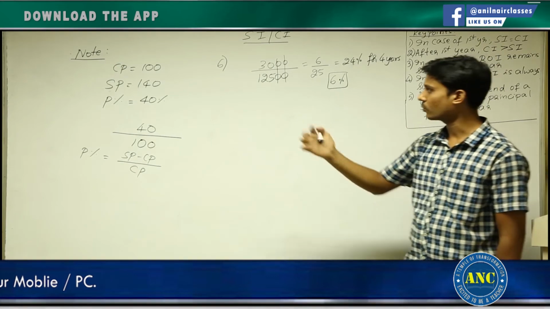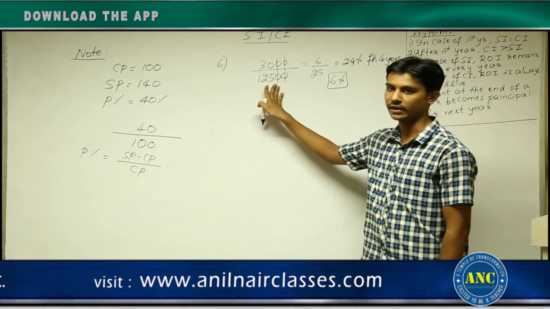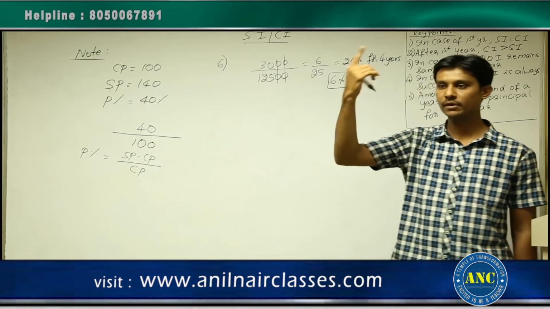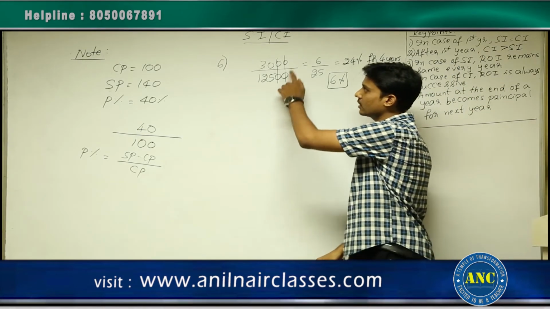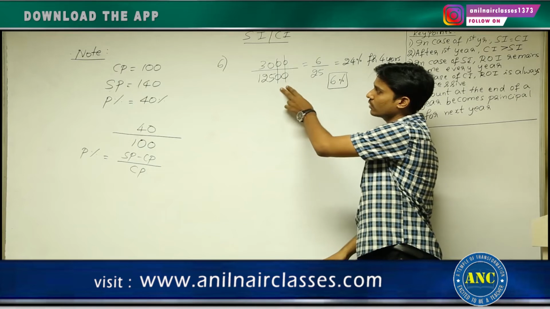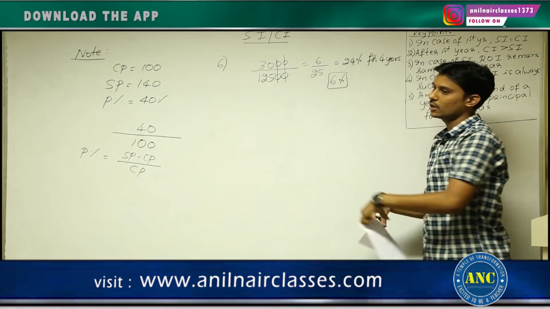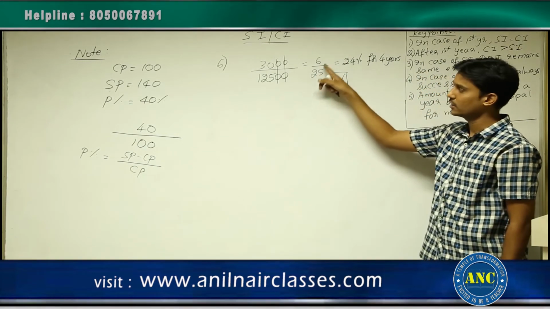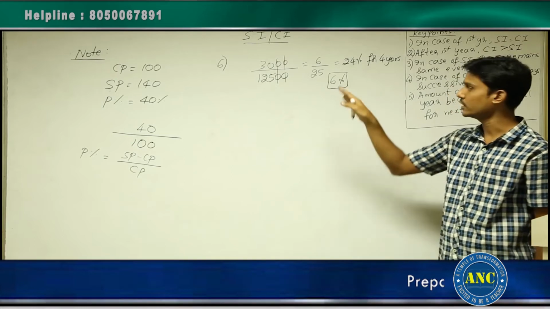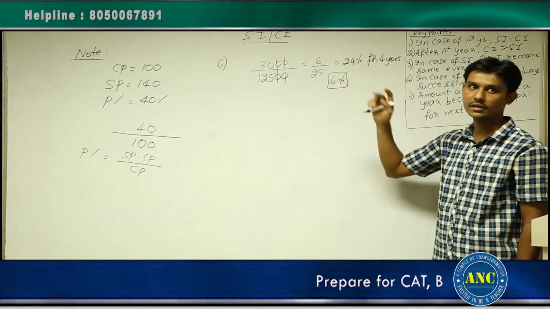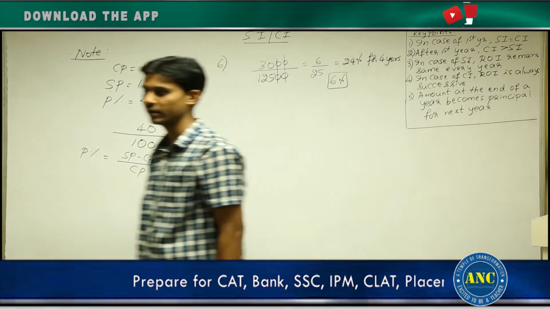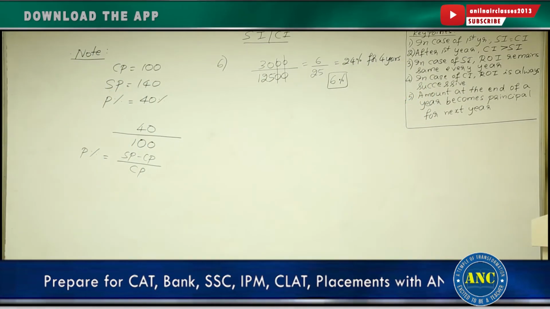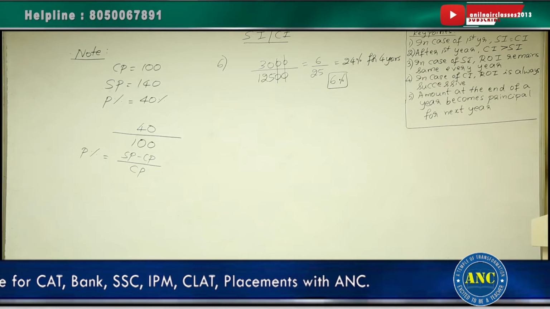Understanding? Don't apply any formula. Initially it was 12,500. 12,500 is becoming 15,500. Upon 12,500 there is an increase of 3,000. 3,000 by 12,500 is 6 by 25. 1 by 25 is 4%. 6 by 25 is 6 into 4, 24%. The 24 percentage is for 4 years. For 1 year what is the rate of interest? For 4 years 24 rupees, for 1 year 6 rupees. Understanding the approach? Everyone?